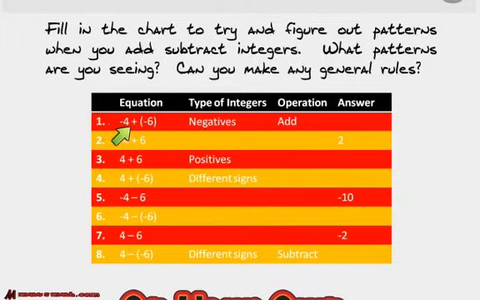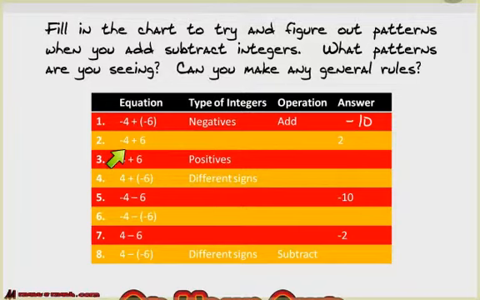So we've got -4 plus -6. Well, what type of integers do we have? We have both negatives, right? Negative there and negative there. What operation are we doing? We're adding. And what's going to be my answer? Well, -4 means down 4, and then adding -6. Remember, adding -6 is just like saying subtracting 6. So subtracting 6 is down 6 more. So if we go down 4, down 6, that gives us an answer of what? -10. Bam.